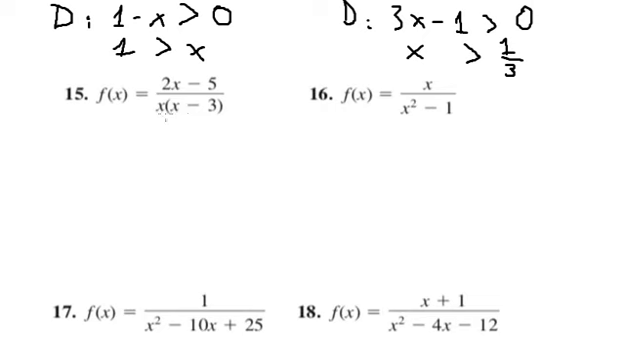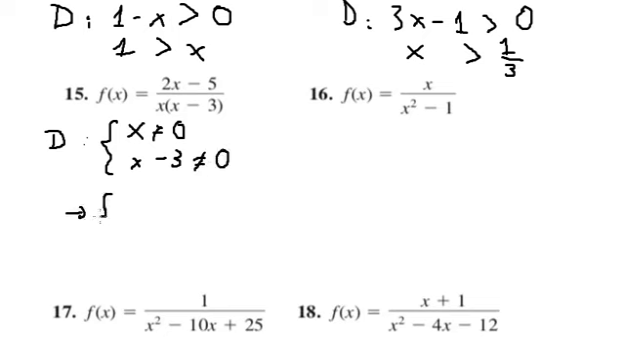Next, for this one, we know that this is a fraction, and we cannot divide by 0, so that means s cannot equal 0, and s minus 3 cannot equal 0. So we get s cannot equal 0, and s cannot equal 3, and this is the answer.